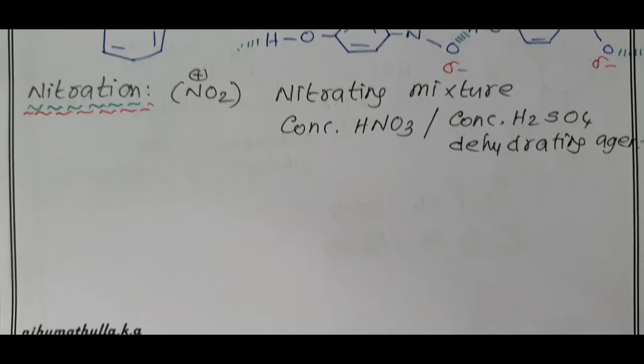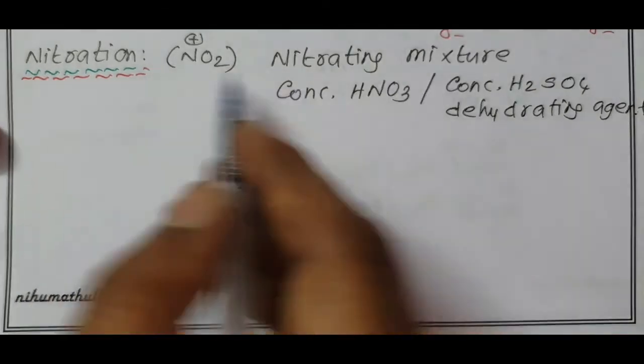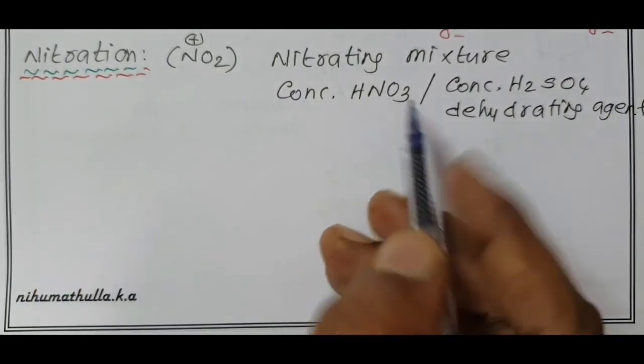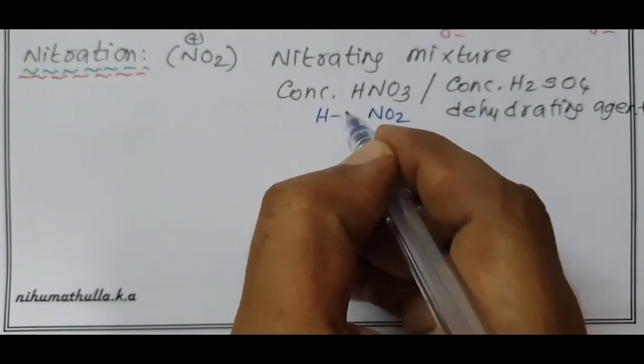At ordinary temperature, room temperature 298 Kelvin, phenol undergoes nitration with concentrated nitric acid. NO2 is present only in this nitric acid. Separate NO2 from nitric acid. So now you are having HO.